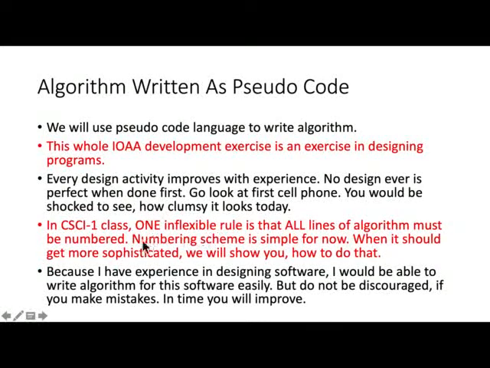In CSCI1 class, one inflexible rule is that all lines of algorithm must be numbered. Numbering scheme is simple for now. When it should get more sophisticated, we'll show you how to do that. Points will be deducted if algorithmic steps are not numbered. Because I have experience in designing software, I would be able to write algorithm for this software easily, but do not be discouraged if you make mistakes. In time, you will improve.